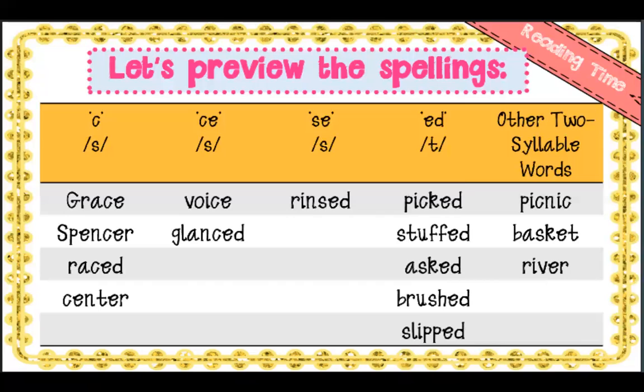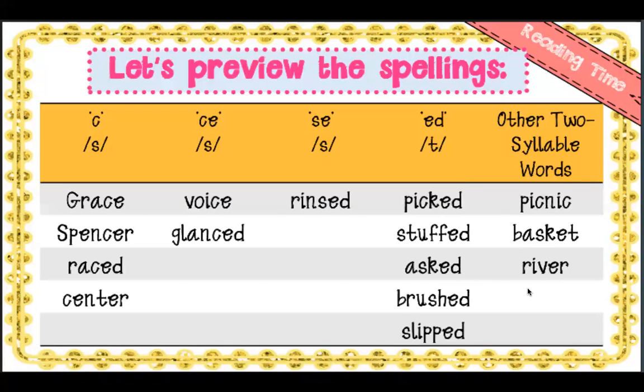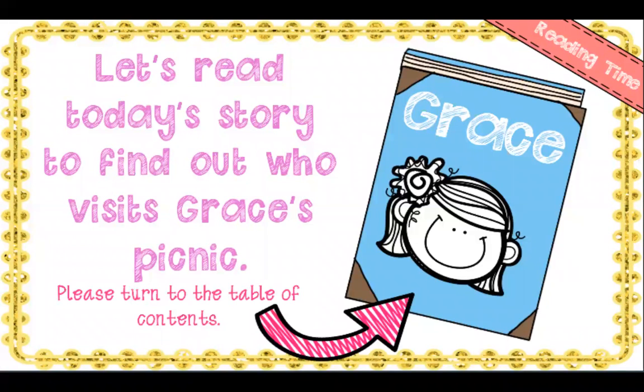And some other words that we need to go over are some 2-syllable words. So this is important. In Grace's book, you are no longer going to have the dot in the middle of each syllable. So it's going to be up to you to figure out where the syllables are. The first word is picnic. Picnic. The second word is basket. And the last 2-syllable word is river. We know that ER says er. So take a minute, think about how you're going to tap those words out if you get stuck, and let's get started. So let's read today's story to find out who visits Grace's picnic.